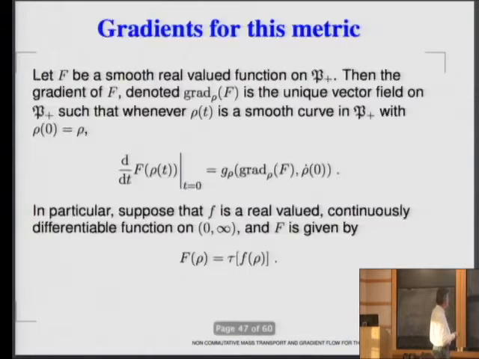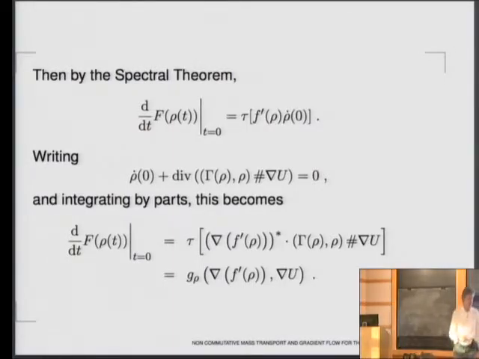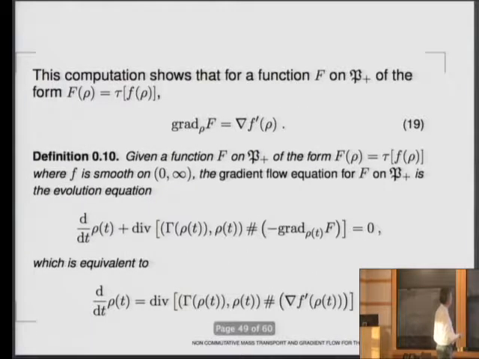Now the gradient is the vector field by definition so that the derivative of the function is the tangent vector inner product with the gradient. That's how you define the gradient. And so you do a simple computation, and it works out to be this. And so this thing is the gradient of that functional. You take the derivative of the little f and take the gradient in the function space of that. Okay?